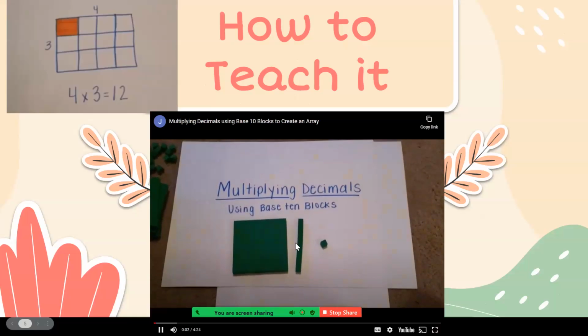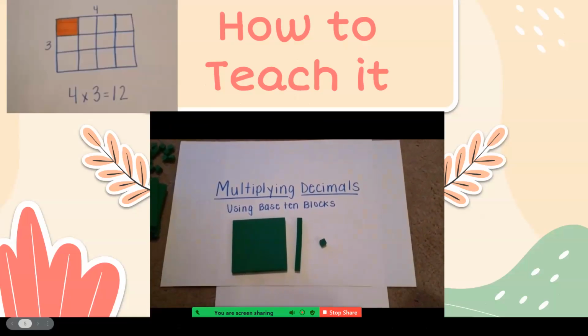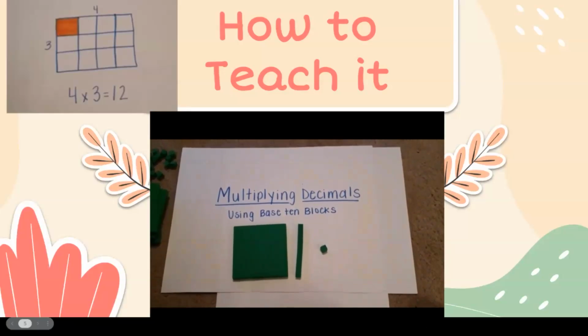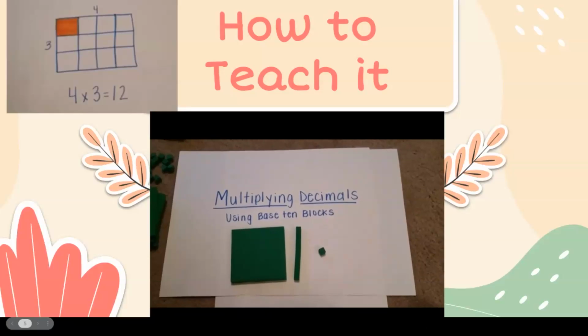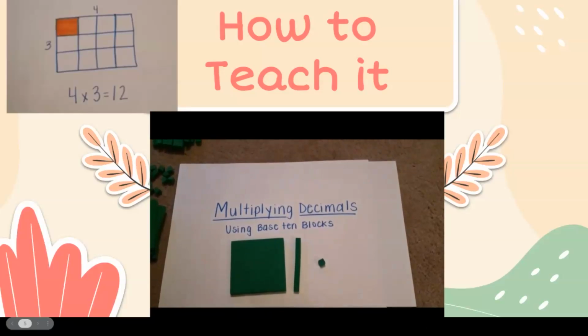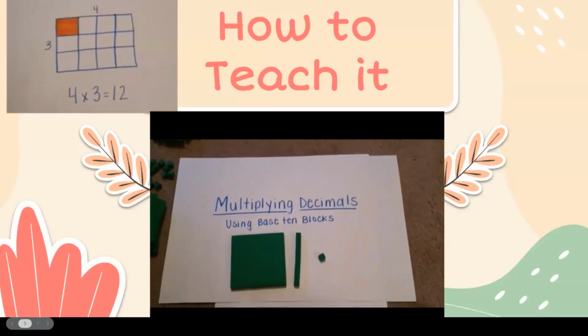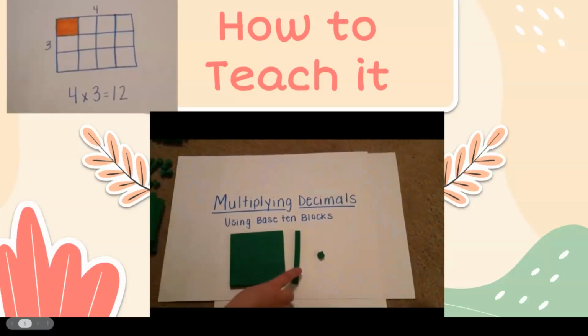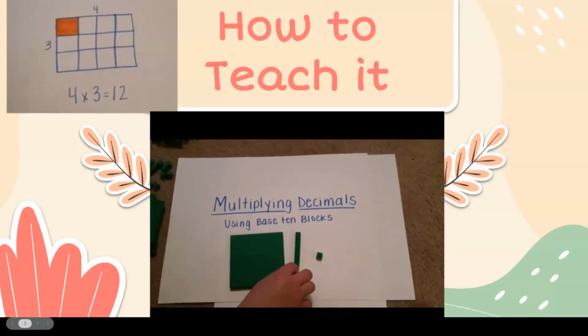Hi everyone, today we're going to be taking a look at creating an array using base 10 blocks for multiplying decimals. In previous grades, students have learned place value of decimals. They should also have this background knowledge from addition and subtraction of decimals, which are the skills that come right before multiplication. Just to review, let's remember that the ones place value is represented by a flat, the tenths place value is represented by a rod, which is 1/10 the value of a flat, and the hundredths place value is represented by a unit, which is 1/10 the value of a rod and 1/100th the value of a flat.